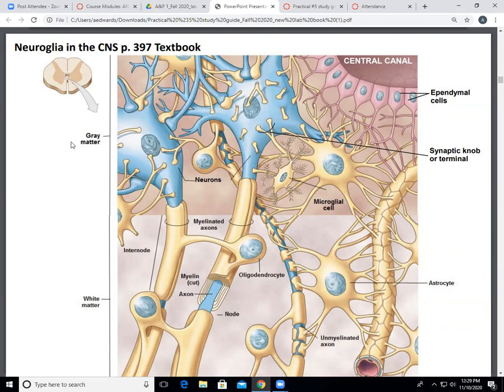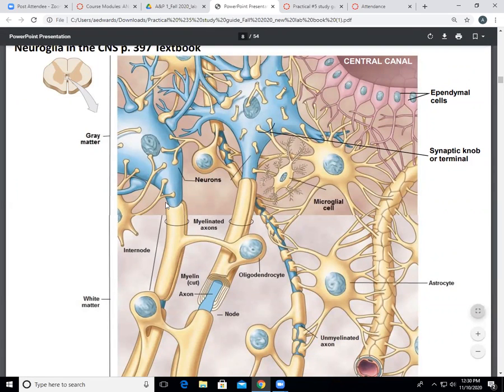So here in your spinal cord, you've got gray matter and white matter. In the gray matter, you can see your ependymal cells, your microglial cells. Here in the white matter, you can see your axons, because remember white is for the myelin. So you have your myelinated axons, your oligodendrocytes that provide the myelin. Here's an astrocyte. But definitely want to know these different cell types that you see here.